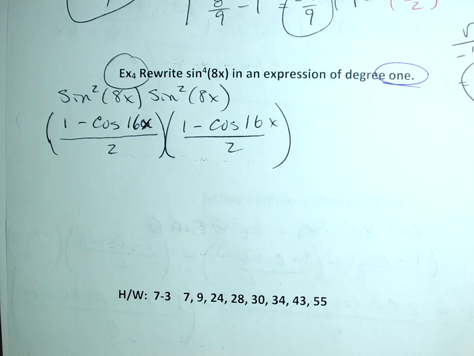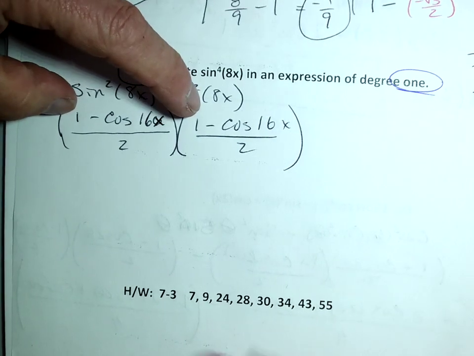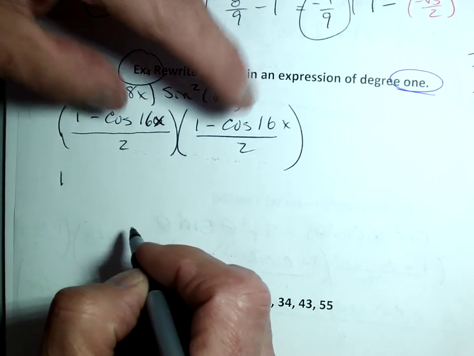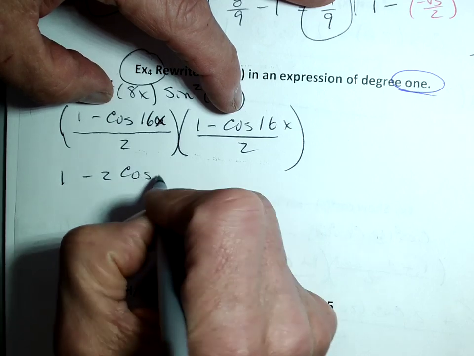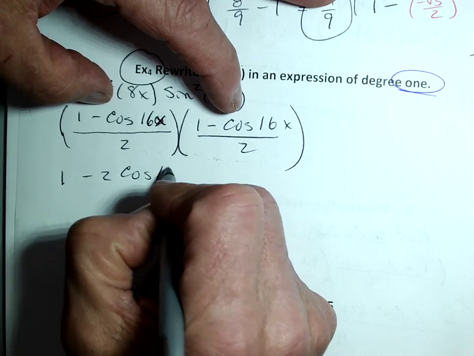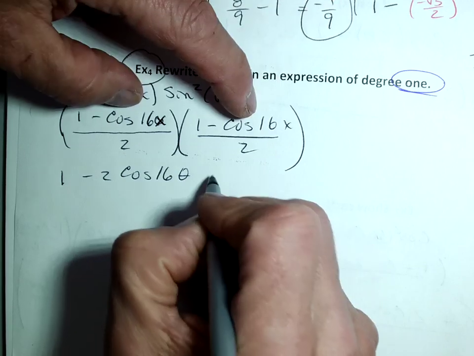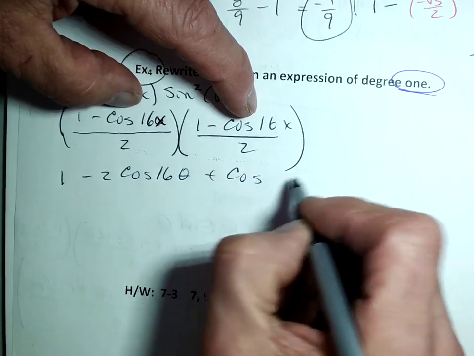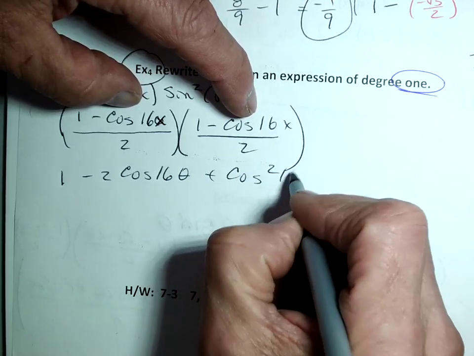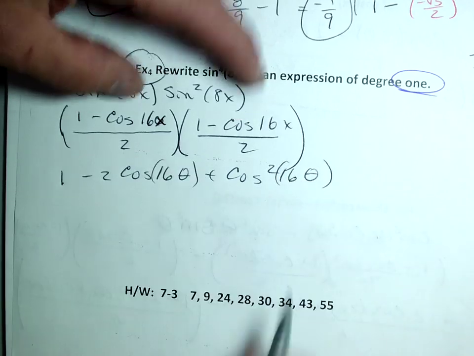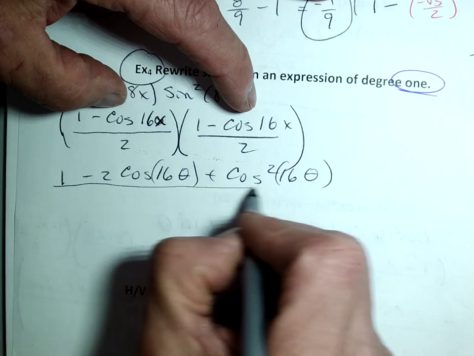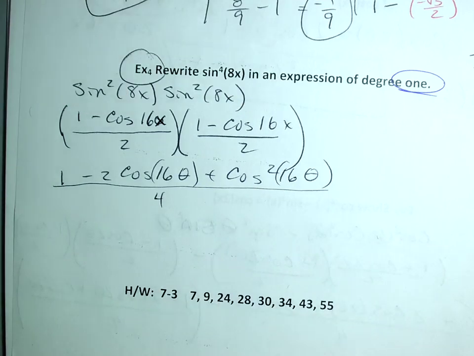Now, I'm going to have to do a little FOILage because technically it hasn't been reduced completely. So if I FOIL, I'm going to get a 1, minus 2 cosines of, I'll make it theta, I like theta better, 16 theta, plus cosine squared of 16 theta. Okay, how am I doing? All over 4, right? All over 4.